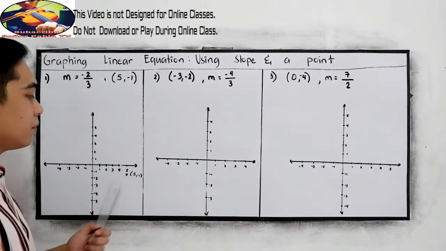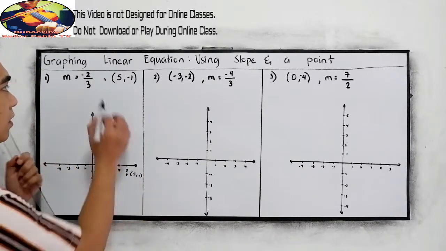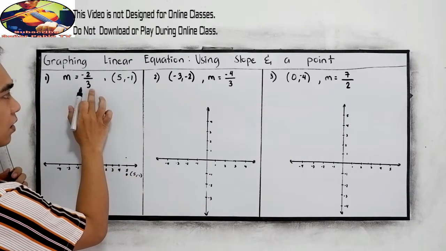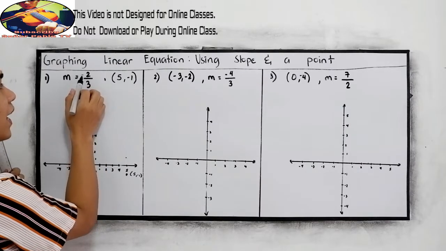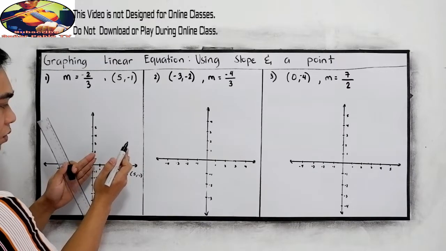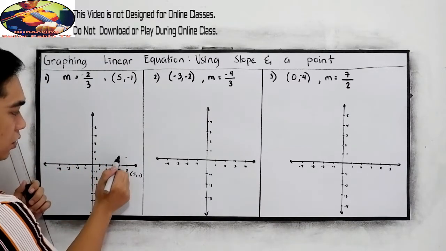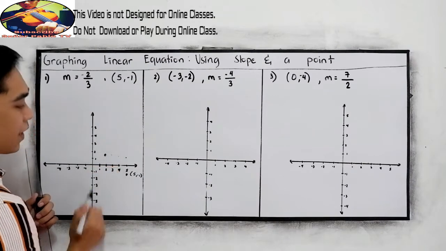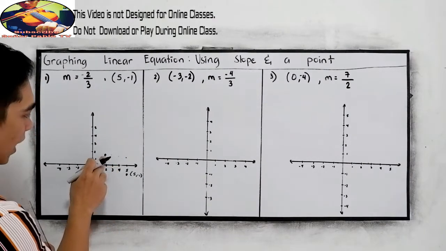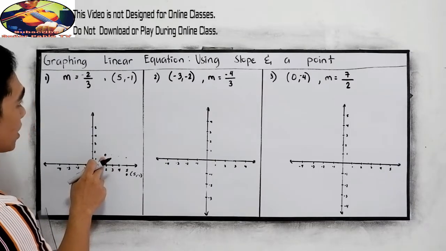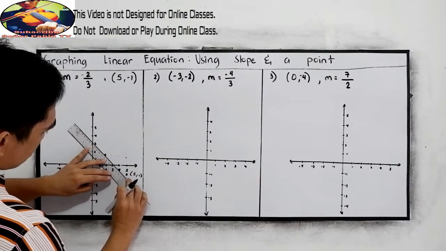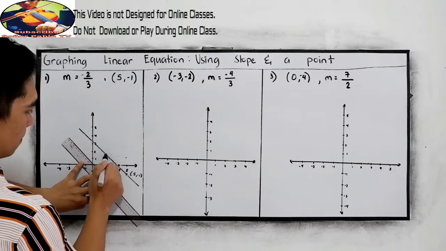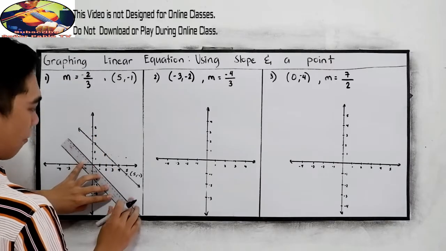Now, applying our rise over run. To rise: 1, 2, 3. Run: we have a negative, so we are going to run going left. 1, 2, 3. So our point is located here. Now, since we plotted our point for the slope, let us now connect the two points. This will be our graph.